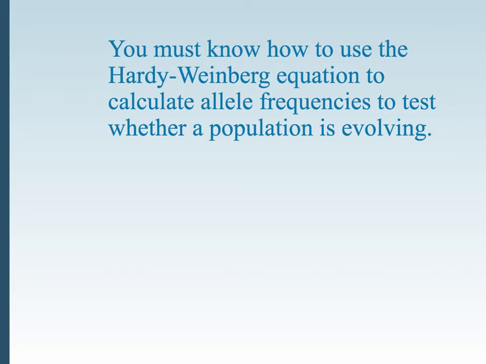So you need to know how to use that Hardy-Weinberg equation to calculate allele frequencies to then test whether the population is evolving. And if the population is evolving, then you go back to those 5 criteria that we just looked at in order to figure out which one of those 5 is being violated. So you have to look at your allele frequencies to say, okay, yes, the population is evolving. If so, which one of these 5 conditions are we violating? Or no, the population is not evolving, which means all 5 of these conditions must be true.